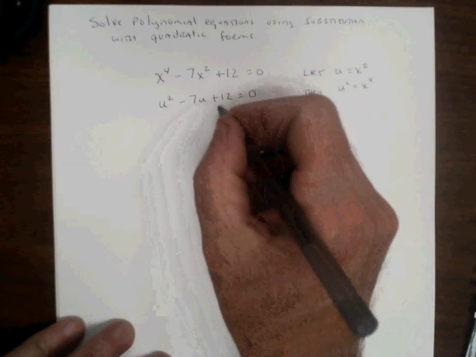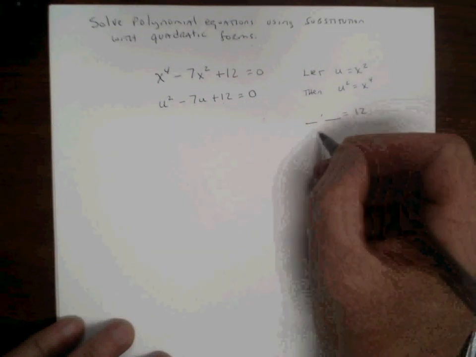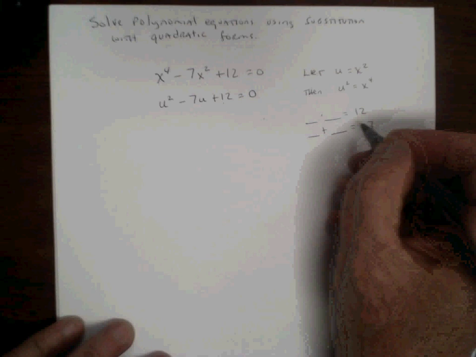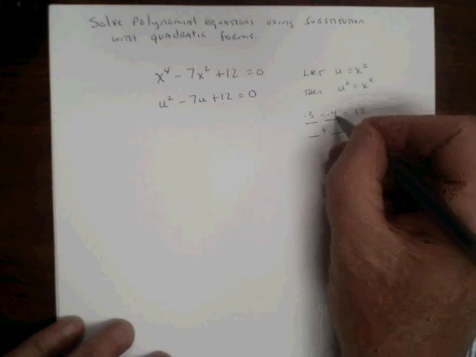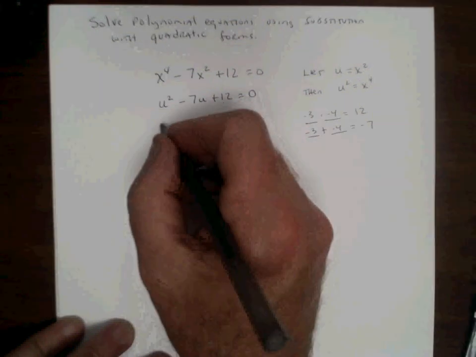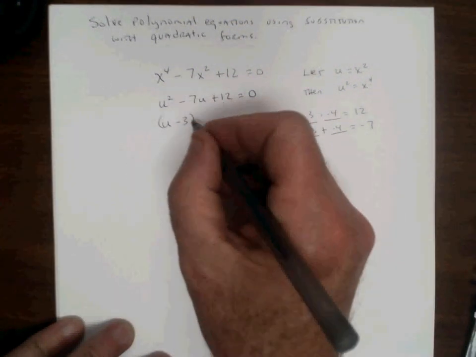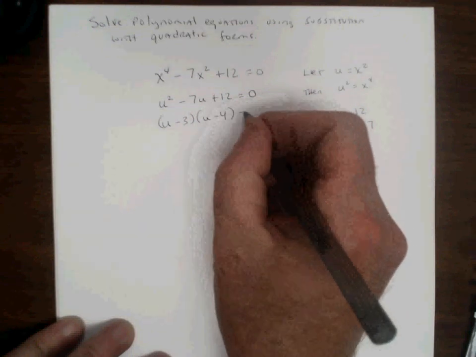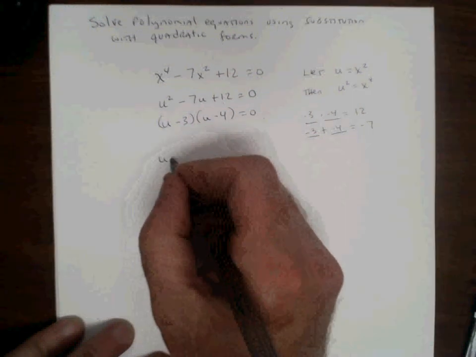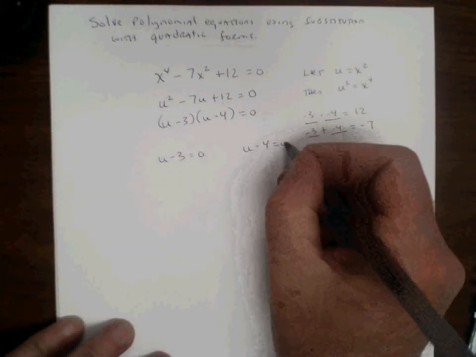Quadratic equations that look like this: two numbers that multiply to make 12 and add to make negative 7, or negative 3 and negative 4. So that means this factors to u minus 3 times u minus 4 equals 0. We can set each one of those factors equal to 0 and get u minus 3 equals 0, u minus 4 equals 0.